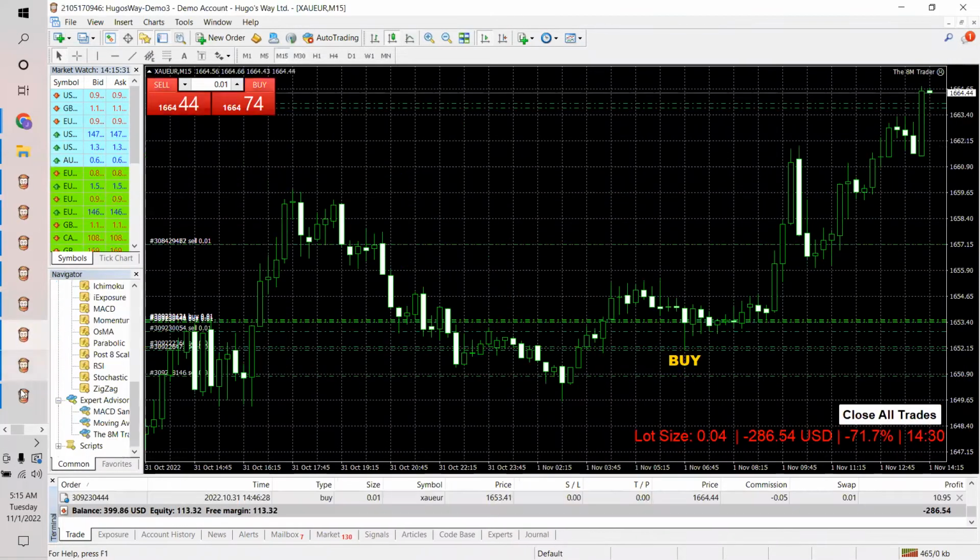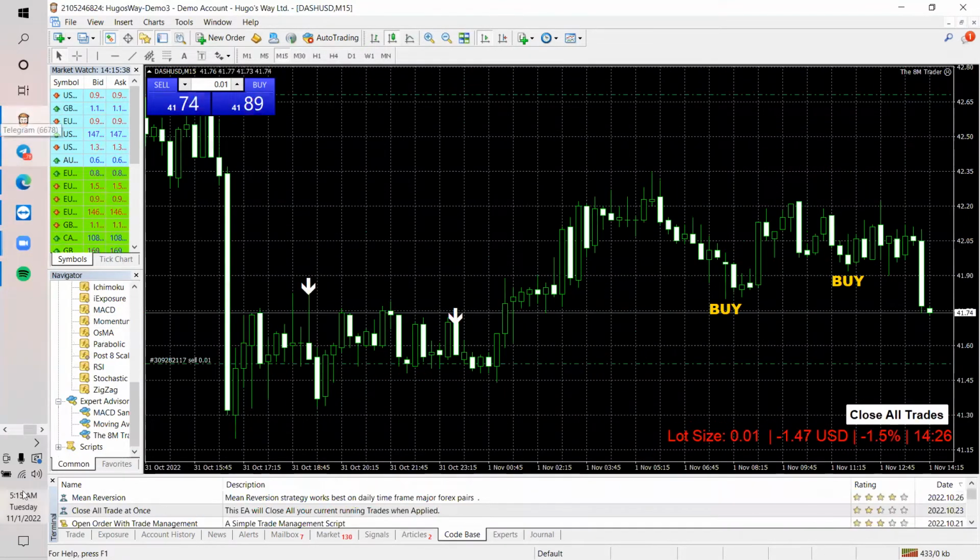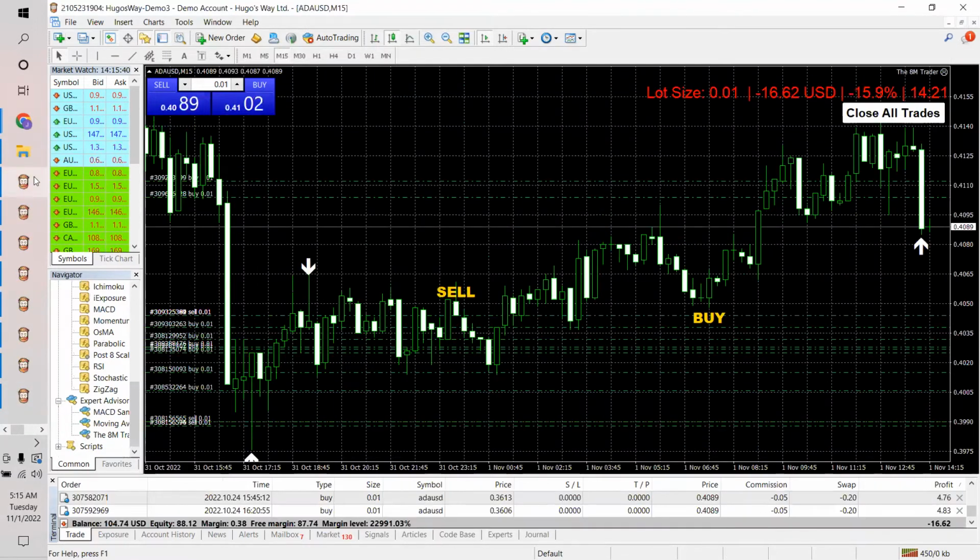Nothing for US oil, nothing for gold versus euro, nothing for silver versus USD, and nothing for Dash USD as of yet. So right now we're currently in a buy trade for Cardano.